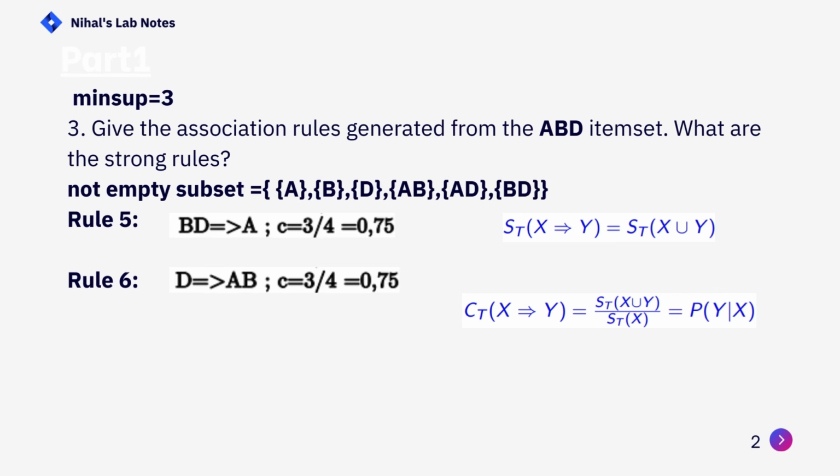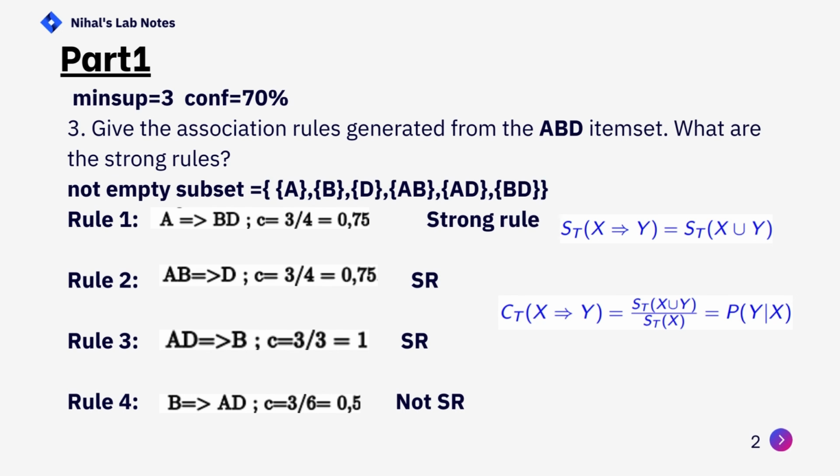Now let's move to rule 5. Let's calculate the confidence of BD implies A. The support of ABD or BDA is just equal to 3, divided by the support of BD, which is equal to 4. So 3 divided by 4 is 75%. For rule 6, D implies AB, we also have the support of DAB equal to 3. Then we divide it by the support of D, which is equal to 4. So 3 divided by 4 gives us 75%.